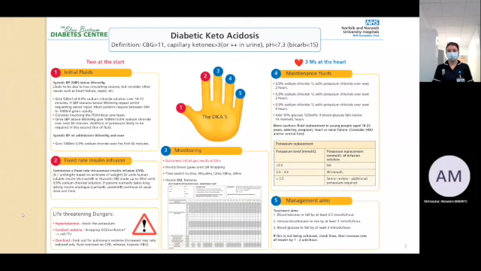Alongside this, having made our diagnosis, we need to start our insulin infusion. The insulin is a fixed rate of insulin administered at 0.1 units per kilogram per hour. For the average adult, that would be approximately 7 units if they weigh 70 kilograms.